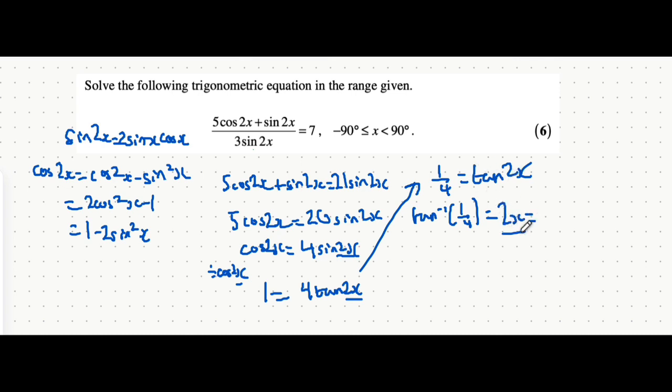We're looking for solutions of 2x and not just solutions of x. So in order to find solutions of 2x, you want to double everything in our domain. So minus 90 will double to minus 180, x will double to 2x, and 90 will double to 180.